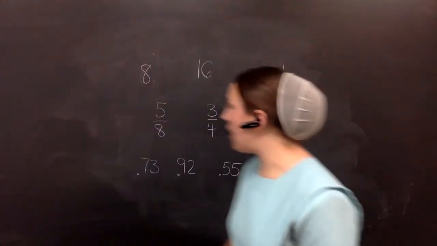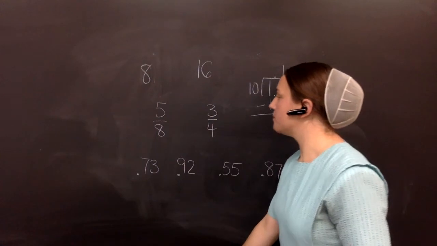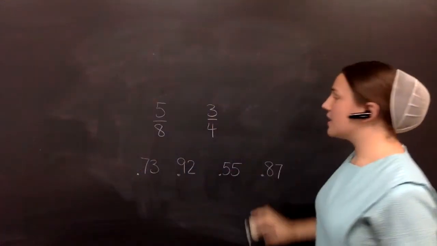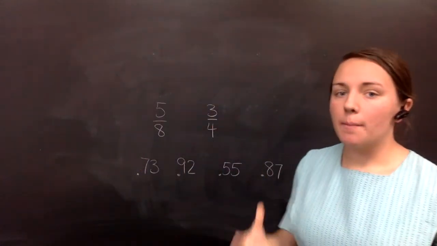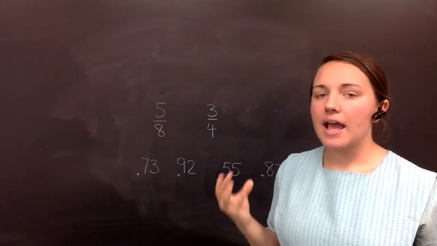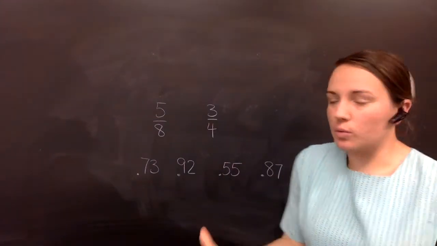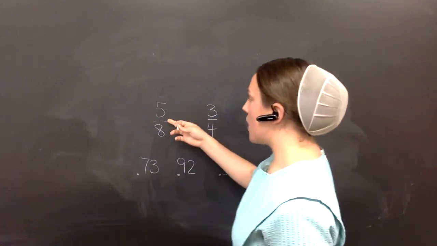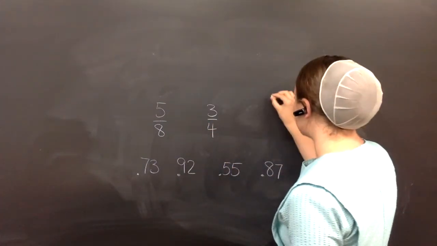We have 5/8 here on the board, and we want to change that to a decimal, but we do not know in our head what decimal it would be. So division bar means go 5 divided by 8.